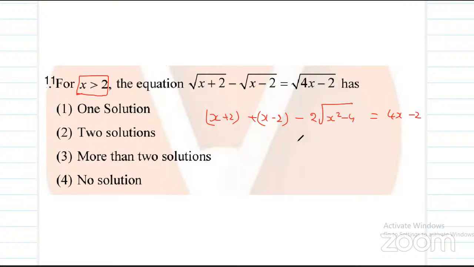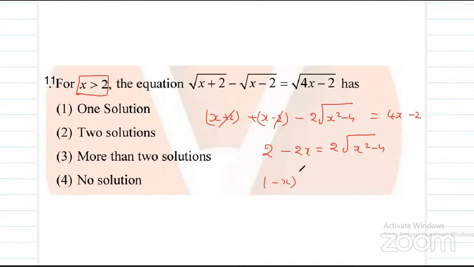So this you can send to the other side. So plus 2 minus 2 will get cancelled, and we have 2 here. And 2x minus 4x becomes minus 2x. This is equal to 2 times the square root of x square minus 4. You can divide by 2, and then you can square it. Again, there you can square it.